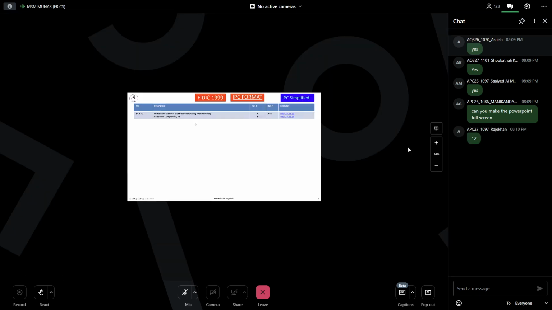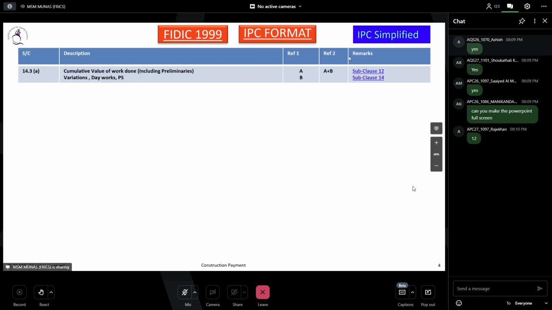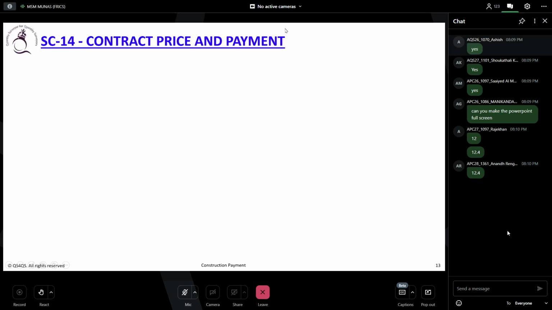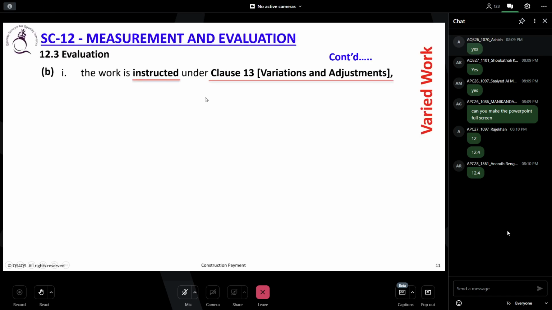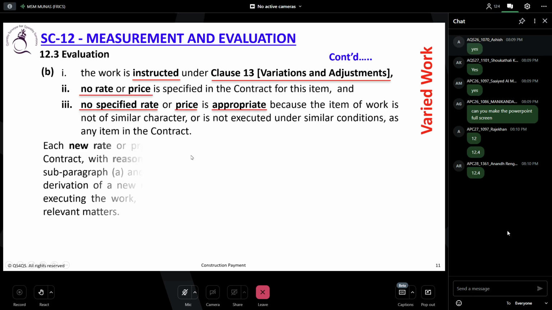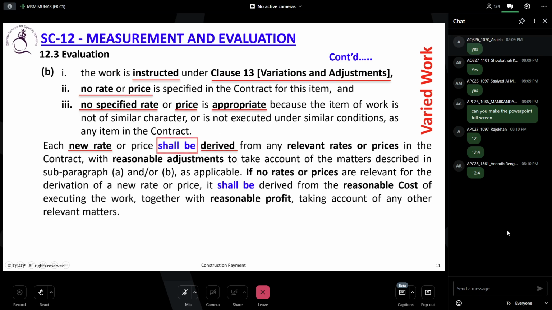Not subclause 12, we already finished 12. Yes, we stopped at page number 36. That is subclause 12.3 B, I think. Anyway, we have to continue with subclause 14. So up to 12.3, varied work and varied rate, everything we studied. Keep other mics muted, please.